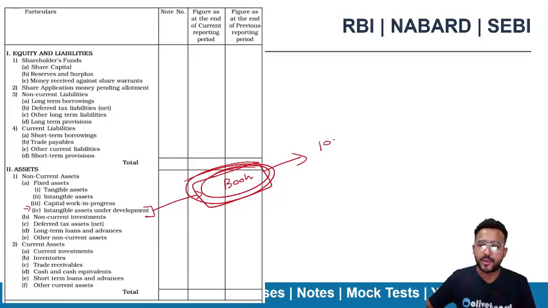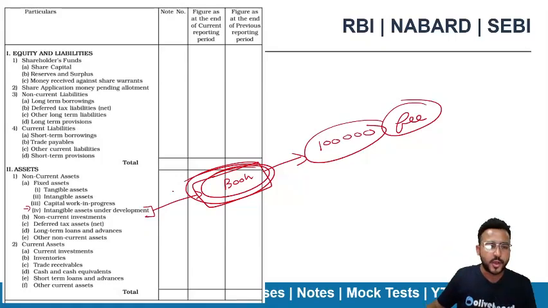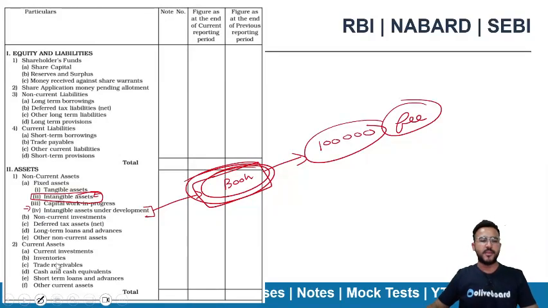I have paid 1 lakh rupees as fee for that patent or copyright, but they haven't granted it to me yet. So it's still in process, but definitely I'll get it in the near future. As of now, I cannot show it under my intangible assets as a patent of 1 lakh rupees, because I don't have it right now. So I'll be showing it in intangible assets under development, because it is still under development.